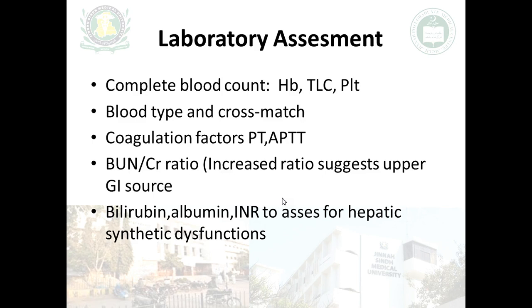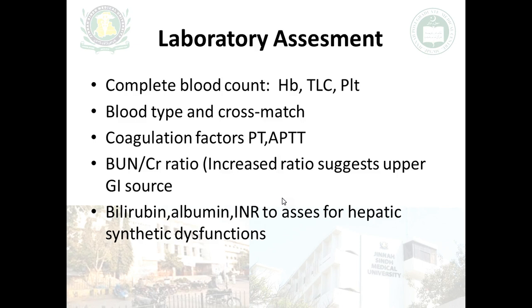Hematocrit is very important to find out if the patient has severe blood loss. Blood type and group match should be done, so if the patient requires transfusion, that can be given. Coagulation factors like PT and obviously APTT should be done to rule out if there is any coagulopathy present in the patient.